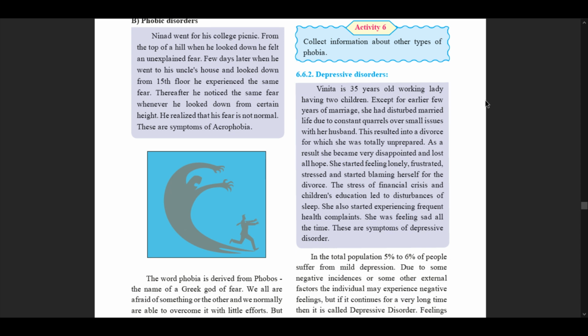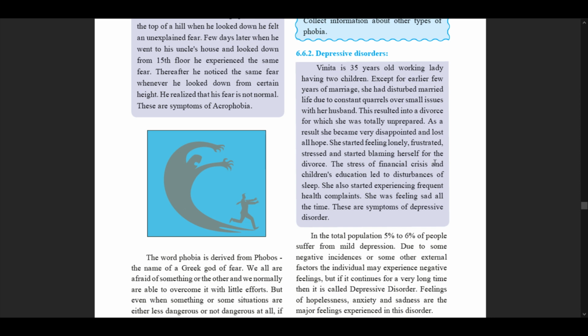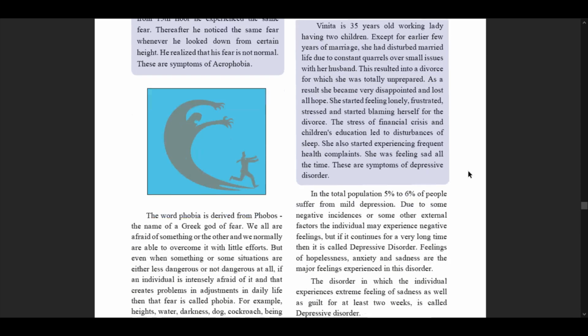The stress of the financial crisis and the children's education led to disturbances of sleep. She also started experiencing frequent health complaints. She was feeling sad all the time. These were symptoms of depressive disorders. This example shows how an individual going through a divorce, having two children, blames herself for issues between her and her spouse, and goes through difficult situations, whereas the fault was of both of them. So we'll dissect this topic and understand what has been given.